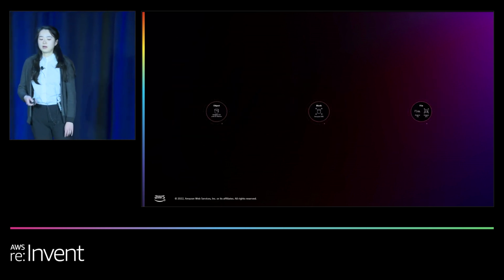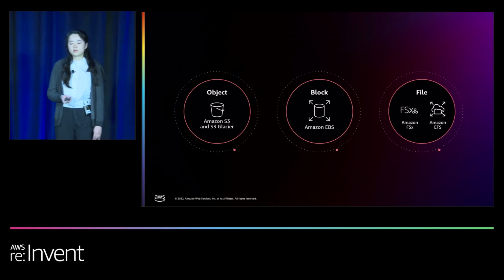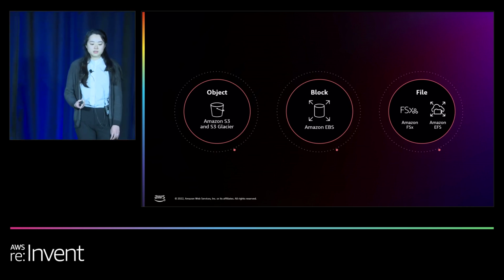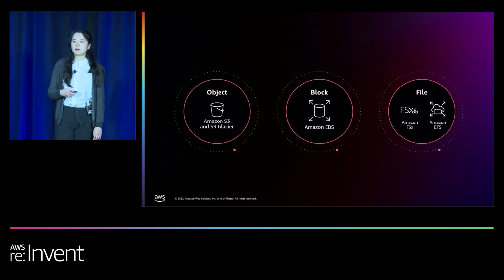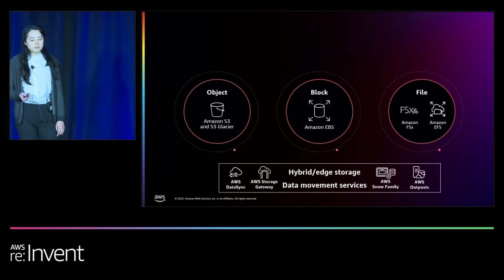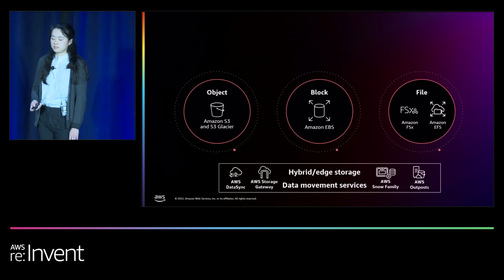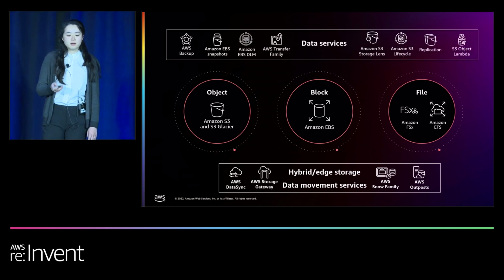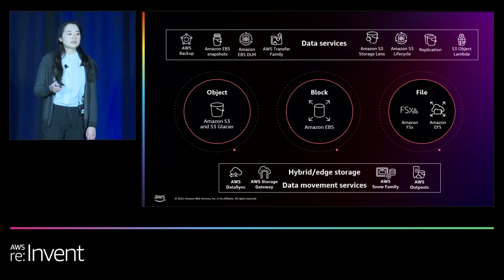Before we jump into what's a snapshot, let's look at the overall AWS storage portfolio. We think about our storage through three main pillars: object, block, and file. And within block storage is where Amazon EBS volumes sit. In addition to these three main types of volumes, we also have hybrid and edge storage services and data movement services. In addition, up on top, you can see a whole slew of data services, and that's where Amazon EBS Snapshot sits.